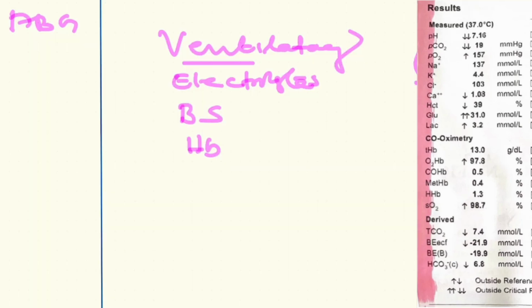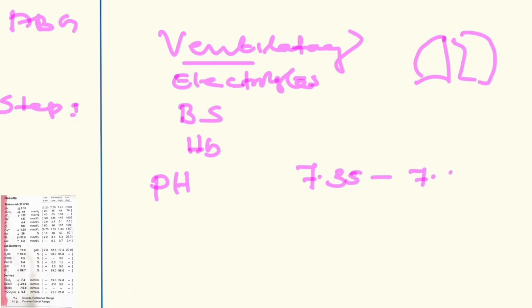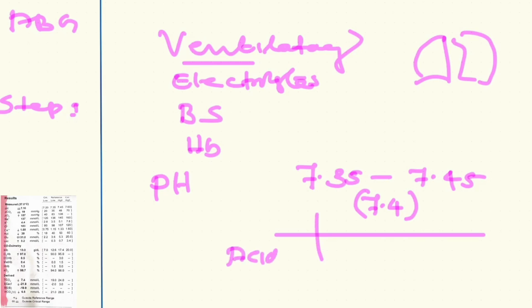So step 1. In step 1, you should look at the pH. The normal pH is between 7.35 to 7.45, and 7.4 is taken as the normal value. There is a middle value. When the pH is less than 7.35, we call it acidemia. And when it's more than 7.45, it is alkalemia.